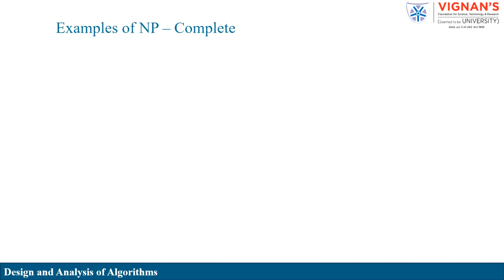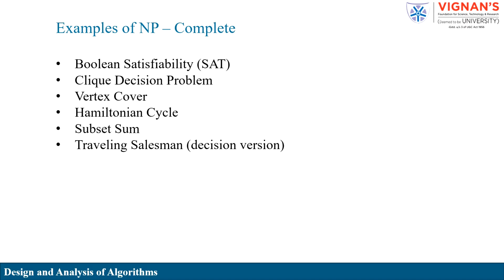Let us now look at some common examples of NP-complete problems. The first example is Boolean satisfiability, also known as SAT. In this problem, we check whether there exists an assignment of true or false values to variables that makes a Boolean formula true. SAT was the first problem proven to be NP-complete.